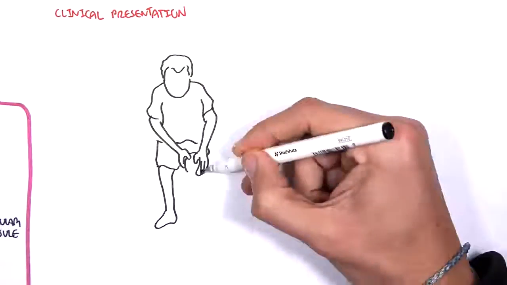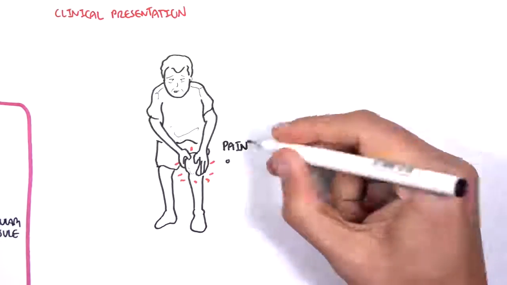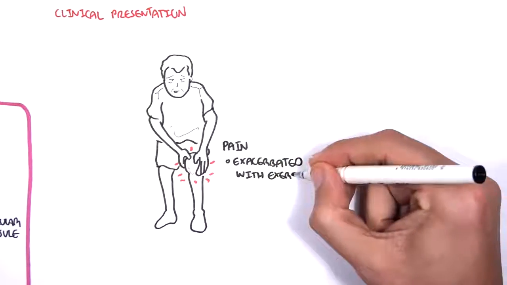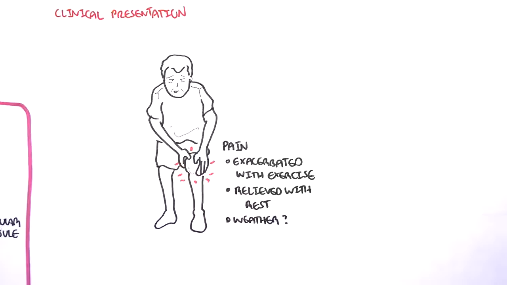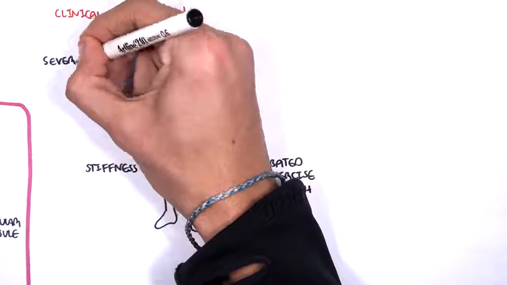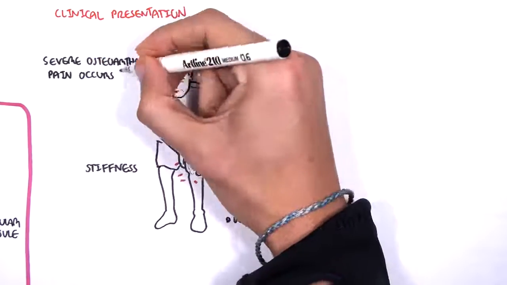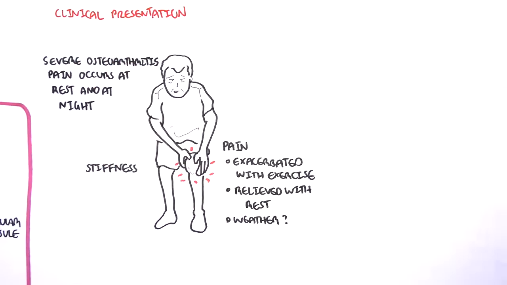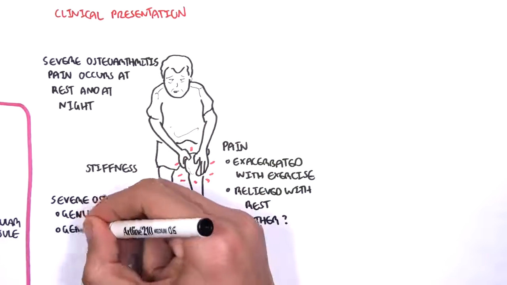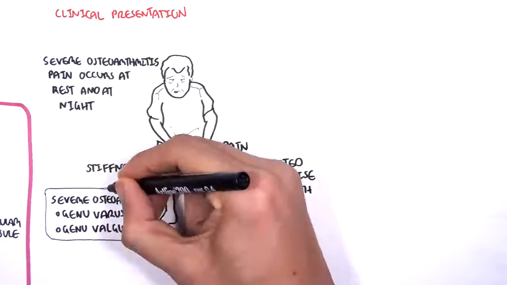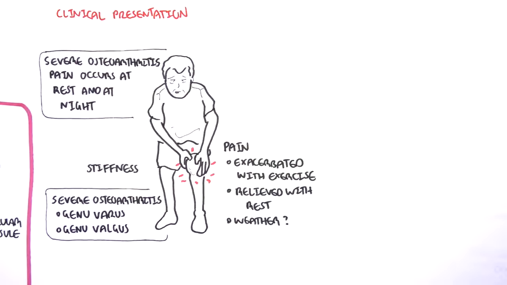Clinical presentation of osteoarthritis. So the signs and symptoms include pain, which is exacerbated with exercise and relieved with rest. Weather has also been shown to influence the pain. There is also stiffness of the joint. In severe osteoarthritis, pain can even occur at rest and at night. In severe osteoarthritis, you can also have malalignment of the knee joint. You can have genu varum or genu valgus. And this will depend on where the osteoarthritis is located at the joint, if it's medial or lateral.